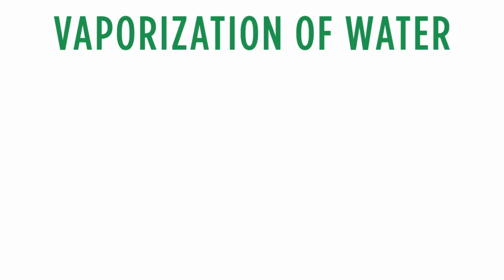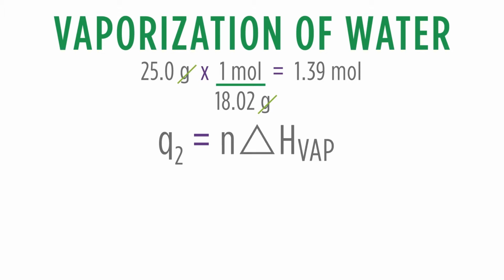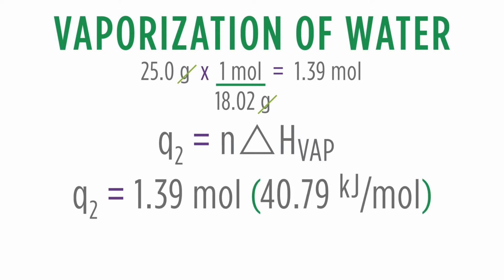Second step, vaporization of water. In this case, we're going to need to know the moles of water, not the grams. So therefore, we're going to take 25.0 grams multiplied by 1 mole over 18.02 grams, cancel out grams, and we get 1.39 moles. We can then plug that into the formula Q equals the number of moles times the enthalpy of vaporization, or n delta H vaporization. Plug those two numbers in and we see we get Q equals 1.39 moles times 40.79 kilojoules per mole. That gives us 56.6 kilojoules.